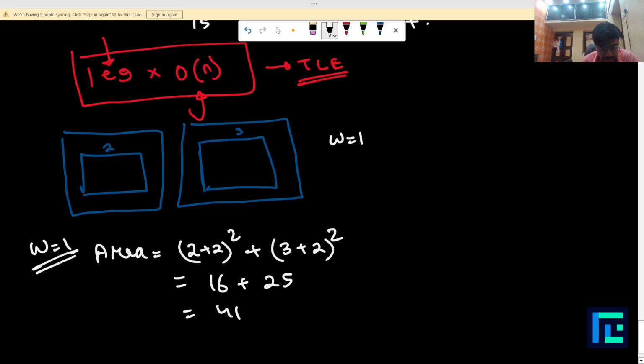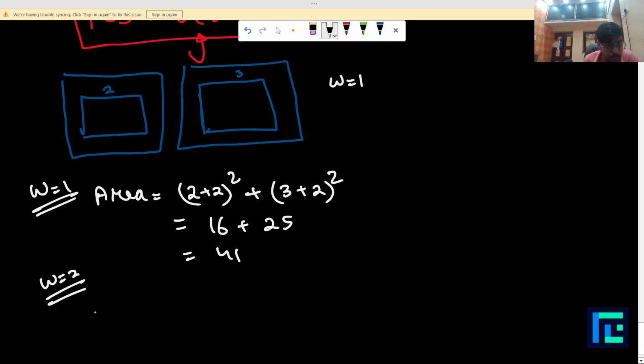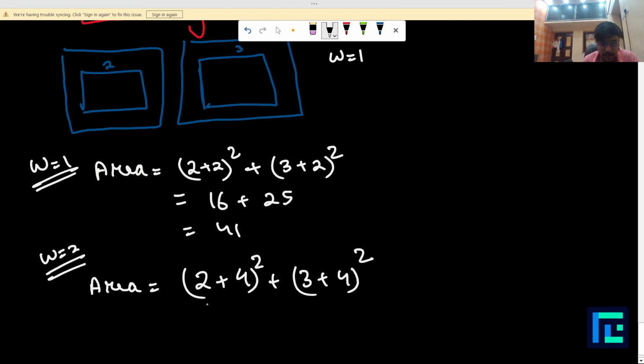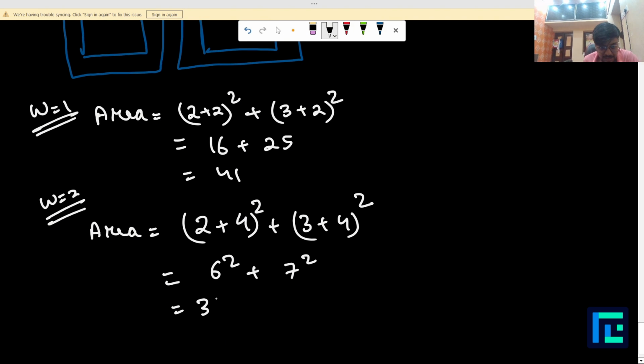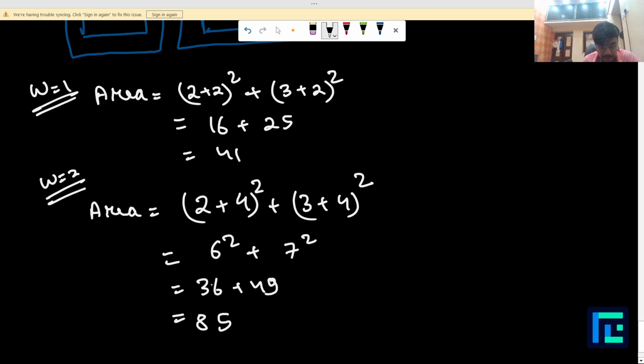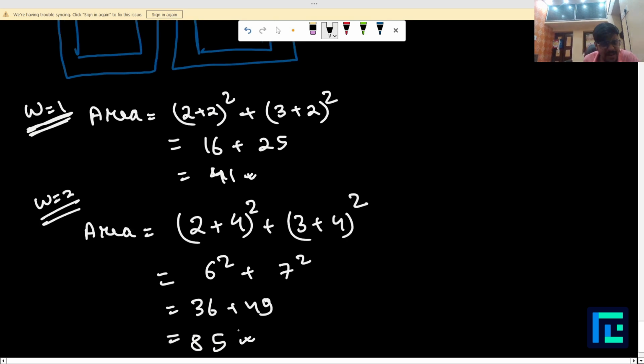Which is 41. Similarly, with W equal to 2, if I compute the area, what will I get? 2 plus 2W is nothing but 4, so (2 plus 4) squared plus (3 plus 4) squared. So the area that I get is 6 squared plus 7 squared, that is 36 plus 49, which is nothing but 85, right? So, did you observe one thing? Once I increase the value of W, my area increased. And it is quite logical, right?